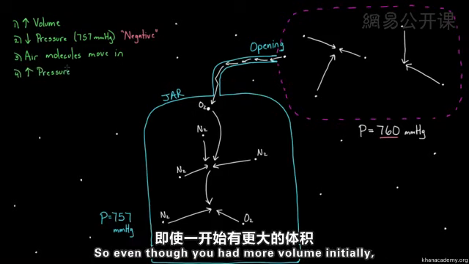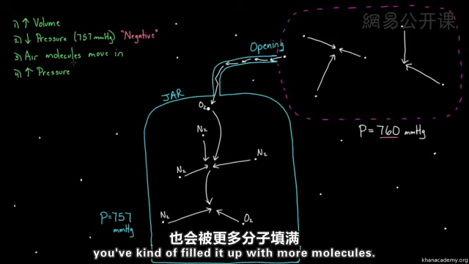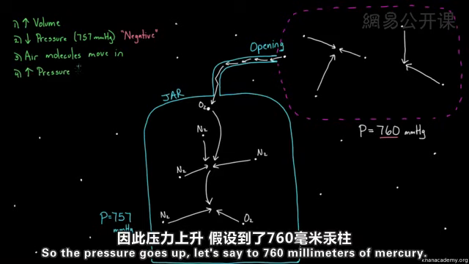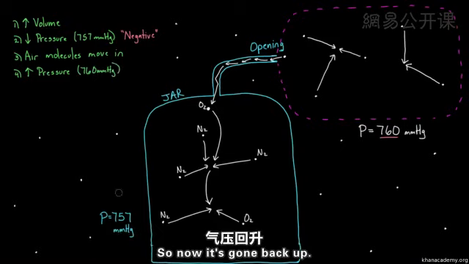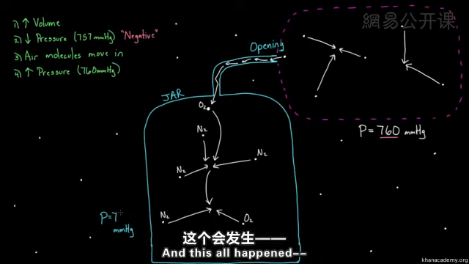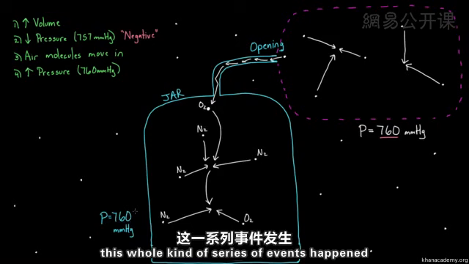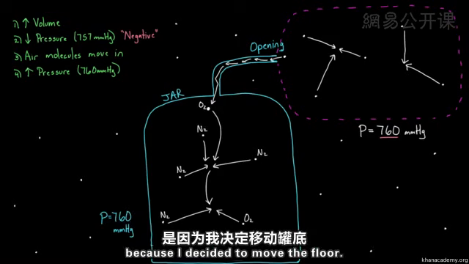So even though you had more volume initially, you've filled it up with more molecules. So the pressure goes up, let's say, to 760 millimeters of mercury. So now it's gone back up. So this is my new pressure. And this whole series of events happened because I decided to move the floor.